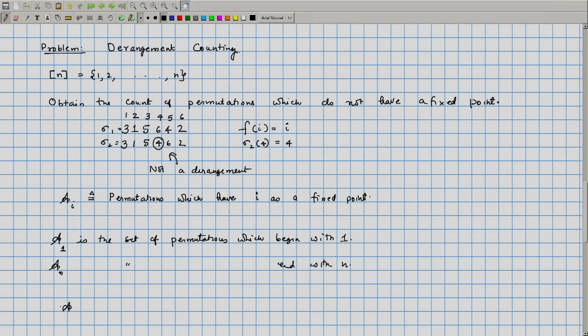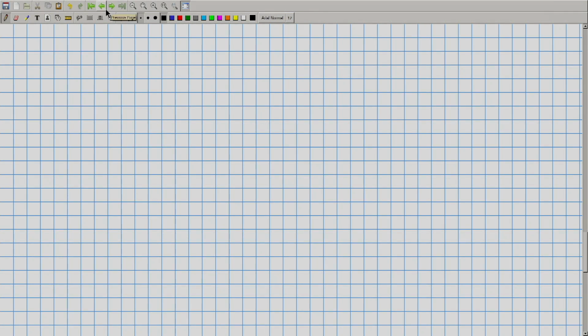And the set A1 union A2 union A_n is the set of all permutations which are not derangements. Any derangement is basically outside this particular collection. In fact, every permutation that is outside the union of A_i's will be a derangement. So, we need to estimate the size of A1 union A2 union A_n. Okay. So, that is what we would do.